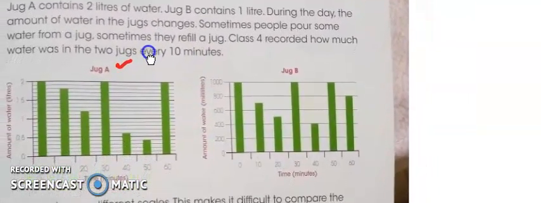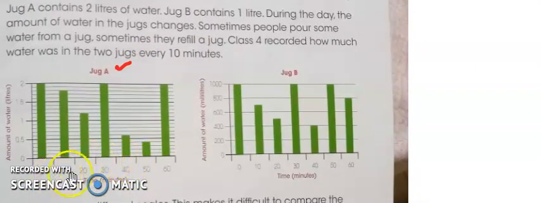These are the two bar charts here. The first bar chart is for A and the second one is for B. Looking at these two bar charts, we have to answer some questions given below. The first question is asking how much water was in jug A at 40 minutes. So here we have the 40 minutes.